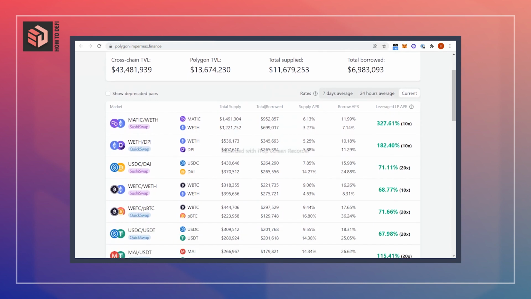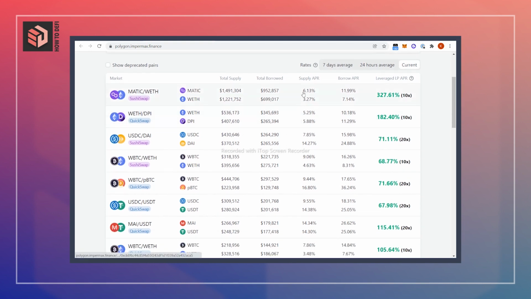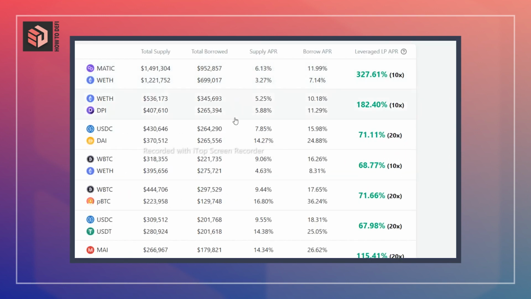And now we see a variety of pairs that are available to lend or to borrow, depending on what strategy you're going for here. So the strategy that I'm using here is the supply side. So I'm going to be supplying a token for yield farmers to borrow in order to increase leverage on their position. So the APR that I care about here is this supply APR column. So this is the APR I'm going to get based on the current rate for supplying that token.